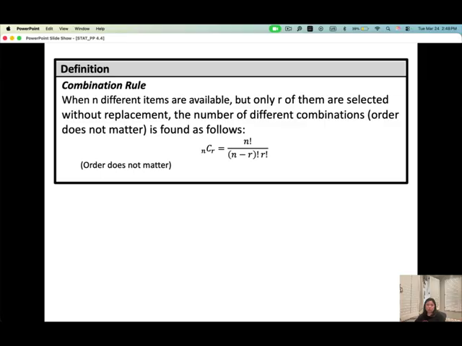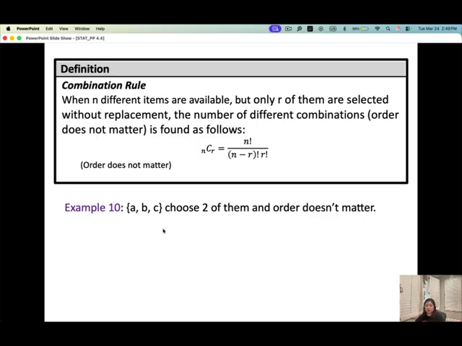Okay, combination. When n different items are available, but only some of them are selected without replacement, the number of different combinations is found as follows. This is similar to the idea of permutation. The only difference is order does not matter. So let's try the same example, but this time the order doesn't matter.